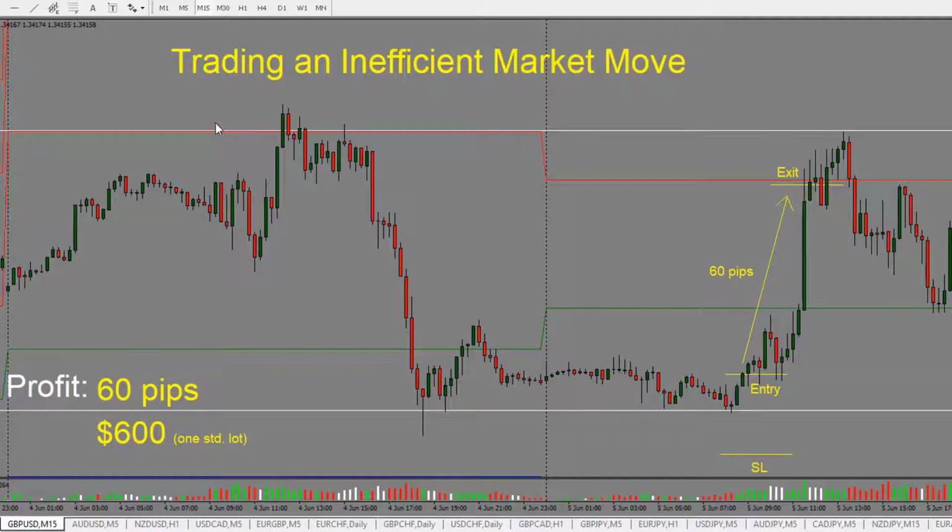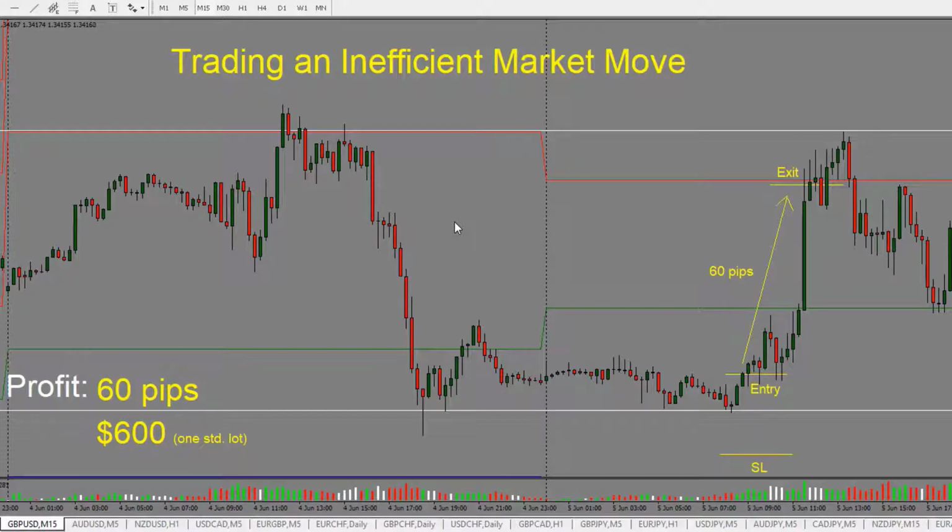Here we are looking at how to trade an inefficient market move. An inefficient move is when price drops suddenly. So this is our inefficient market move here, as well as this one right over here. Usually this is due to some sort of comments that have come out, or news or something like that.